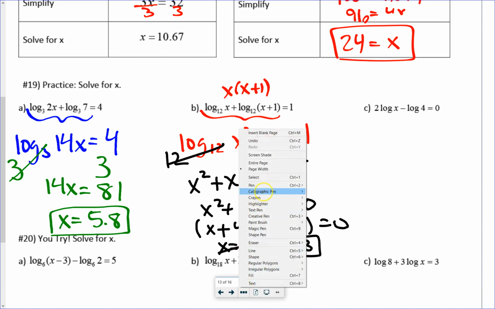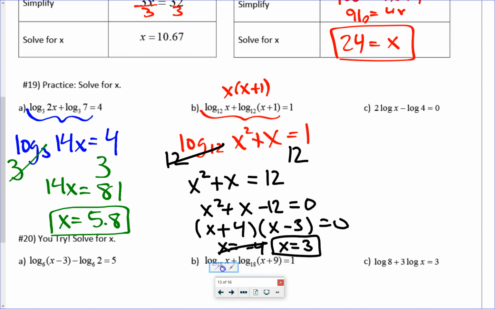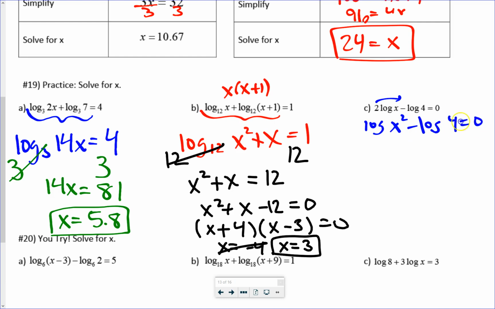All right, last one before I let you work on these last 3 on your own. This last one has 2 properties, right? Which ones do you see? Quotient and power. Always do the power one first before you start dividing, okay? So we're going to pop this 2 back up. That x comes in front. So it's x squared minus log 4, okay? Then we can do the division. So it becomes log x squared over 4 equals 0.